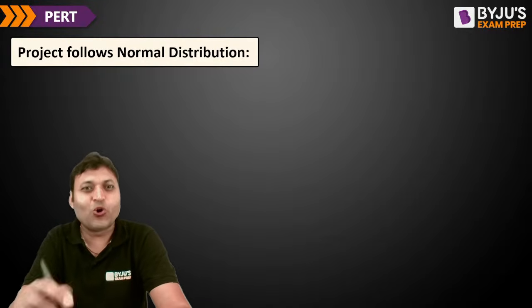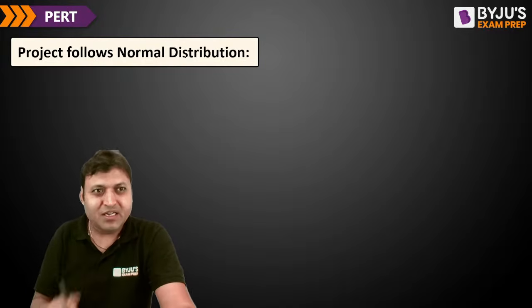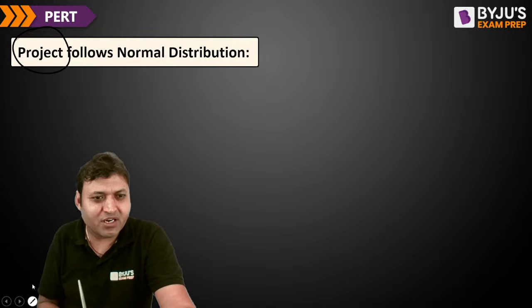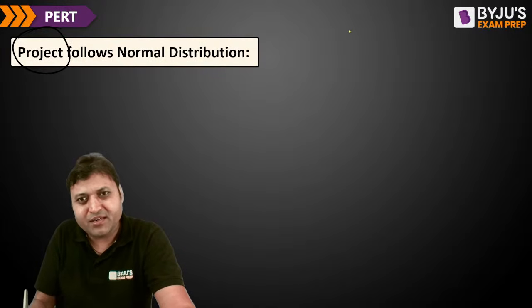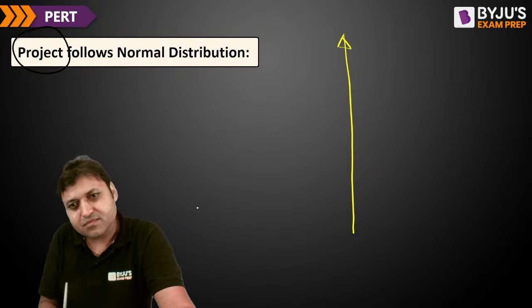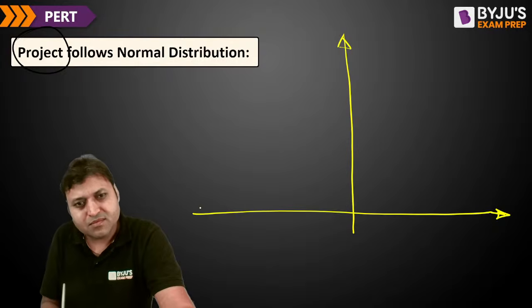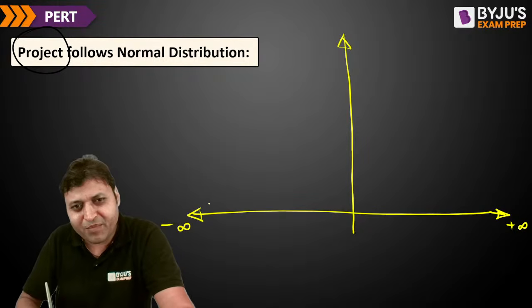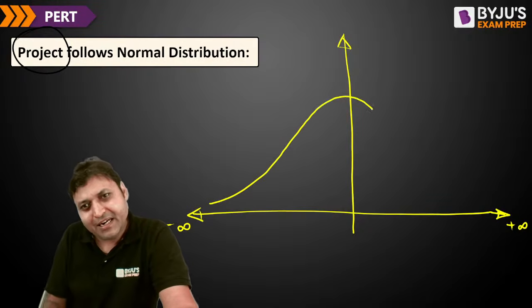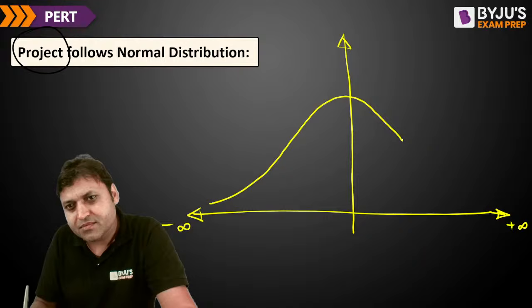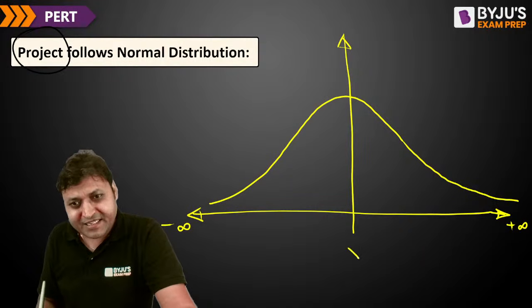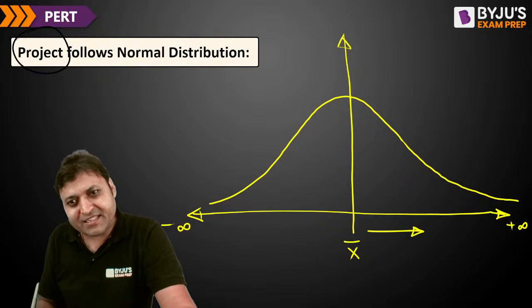Now the project follows the normal distribution curve. The project completion time follows the normal distribution curve. How will the normal distribution curve look? This is how it will look. This is minus infinity, this is plus infinity. The curve will look like this. This is x bar and this is x.